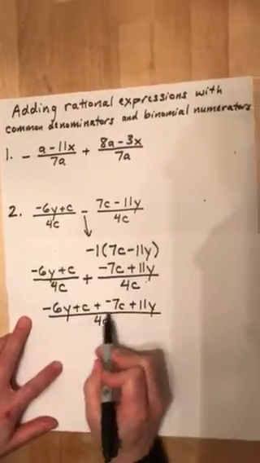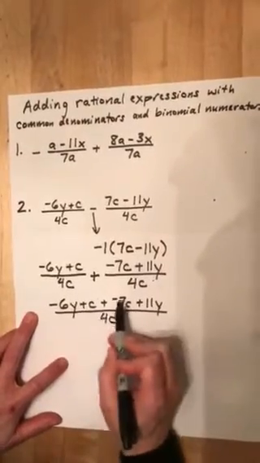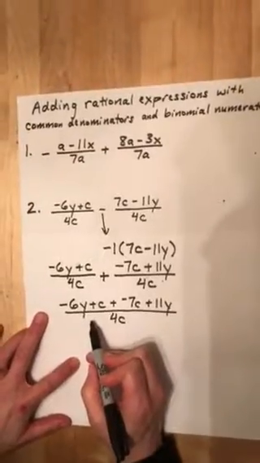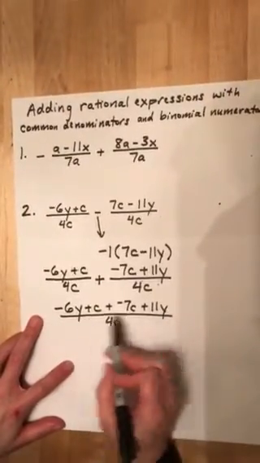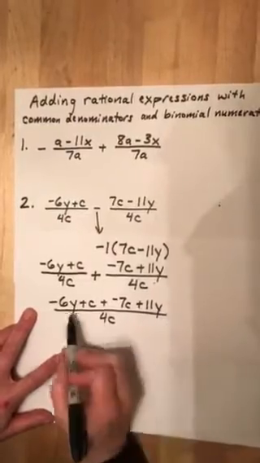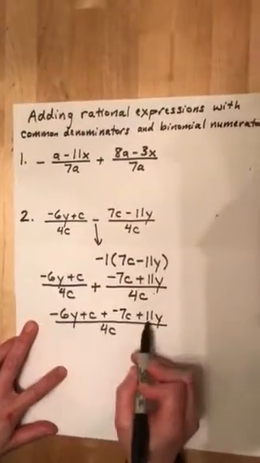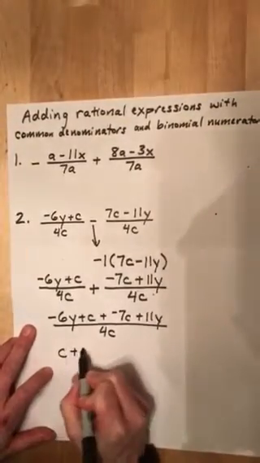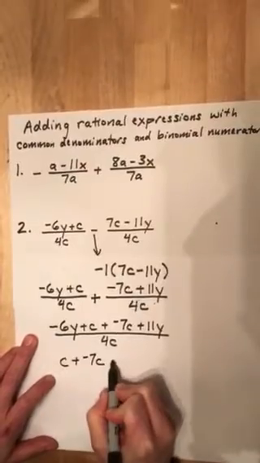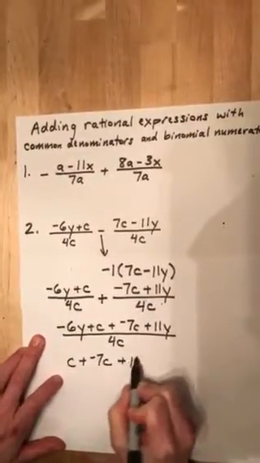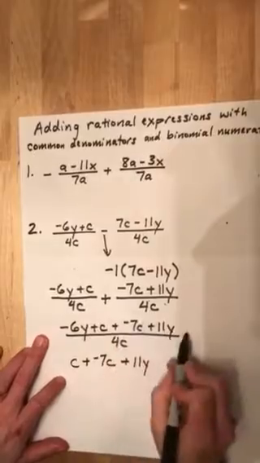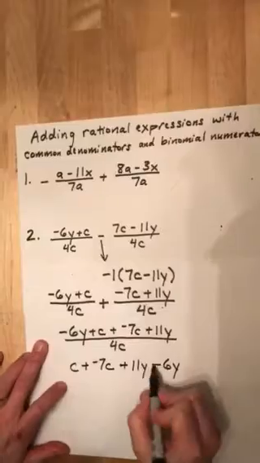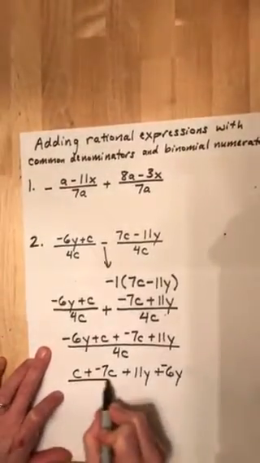All right, I notice that my two c terms are in the middle and that my y terms are on the outside. And so using the commutative property of addition, I'm allowed to switch the order of this as long as the signs go with the terms. So let's move this negative 6y to be next to the 11y. So I now will rewrite this as c plus negative 7c plus 11y, and then I'm bringing this negative 6y to the end. So I can either write it as minus 6y, or I could write it as a plus negative 6y. Those both mean the same thing.